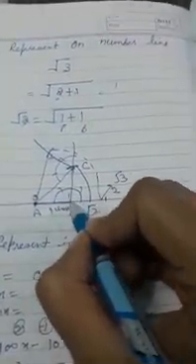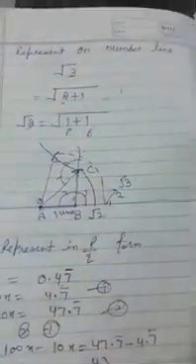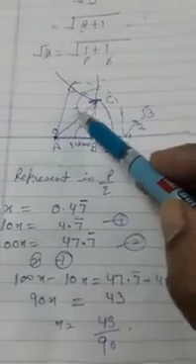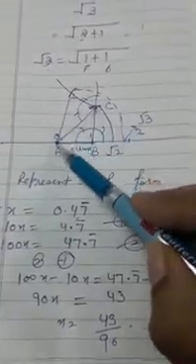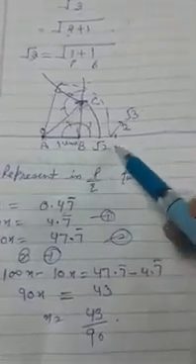Here on point B we will draw an angle of 90 degrees. Now as the perpendicular is also 1, we will cut a 1 centimeter distance. That is point C. Join AC. Then we open our compass up to the distance AC and from A we cut an arc which represents root 2 on the number line.